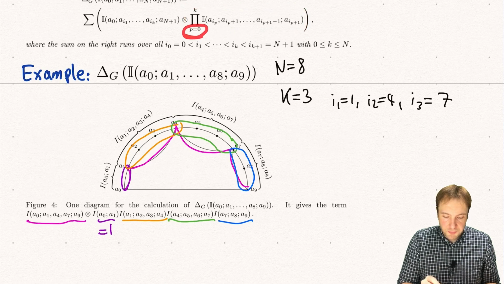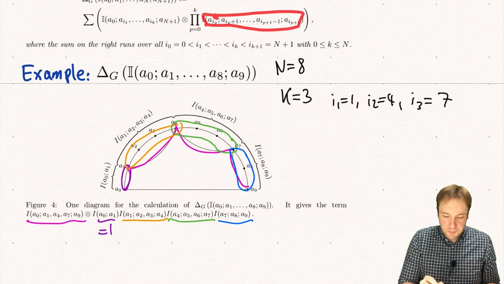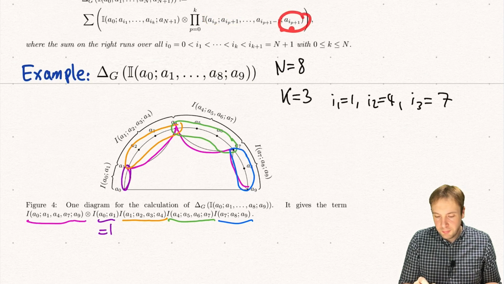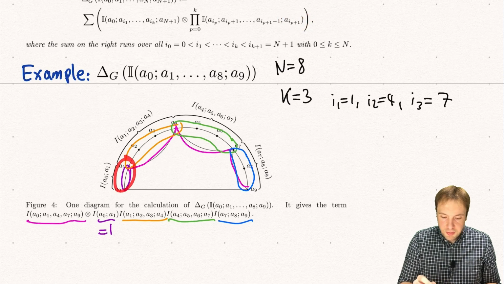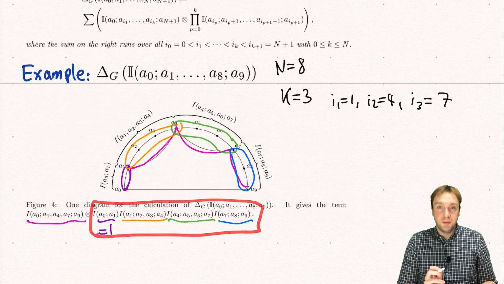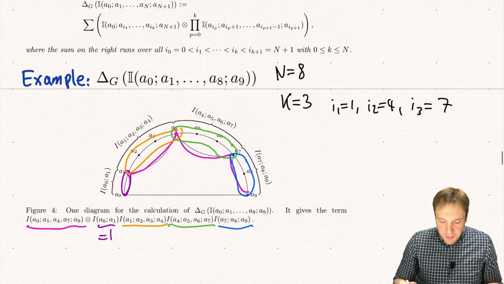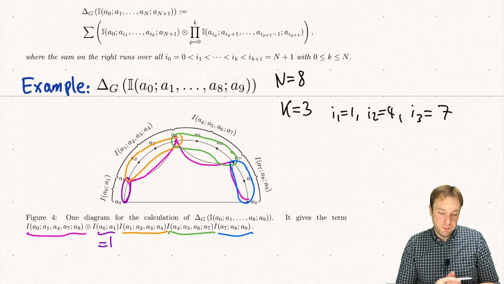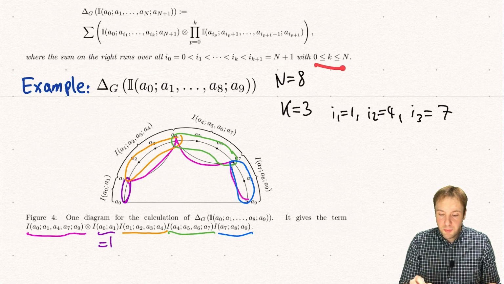For each position from 0 to k, we take the product of all these iterated integrals from a0. So if you start here with p0, we go to ai1, which is a1. And then the next one gives this, and then this, and then this. And then we take the product of all of these, and we get this thing here. And to calculate the coproduct, you then need to consider all possible sums. So you need to consider all possible k.